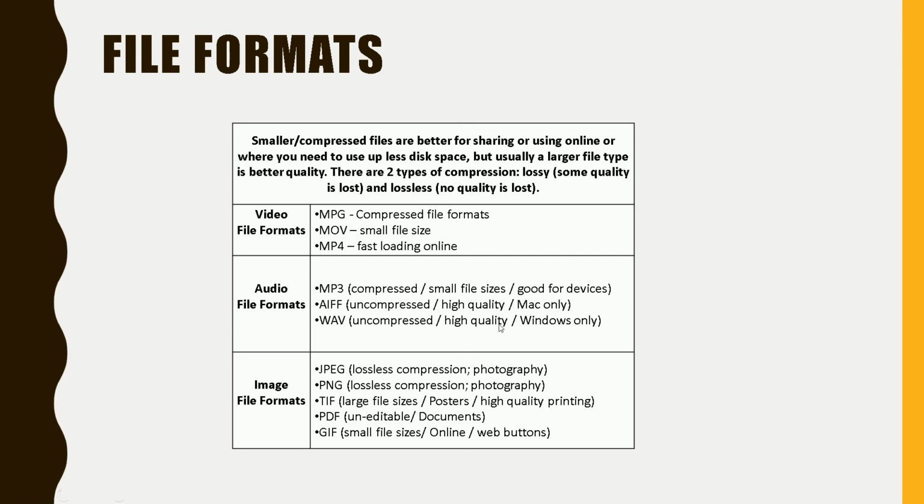The image file formats, there's a whole array of image file formats, from JPEG, PNG, TIFF, PDF and GIF files, and the students need to understand the differences between the compression, what they're used for. So JPEG and PNG, both are lossless compression, both used in photography. TIFF files, large file sizes for posters and high quality printing. PDFs are uneditable files used in documents. GIFs are small file sizes used predominantly online, used predominantly for web buttons.